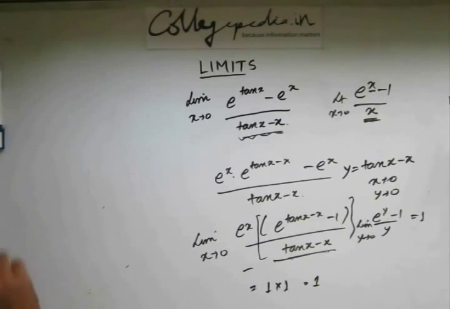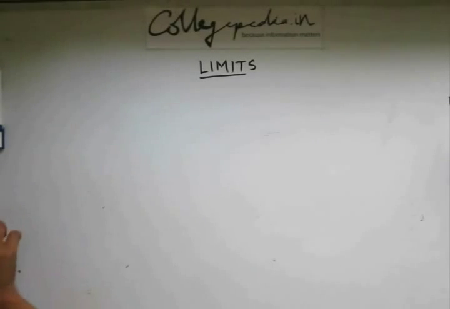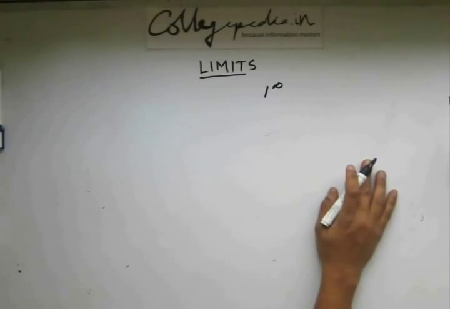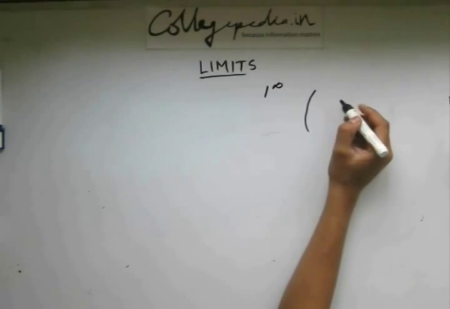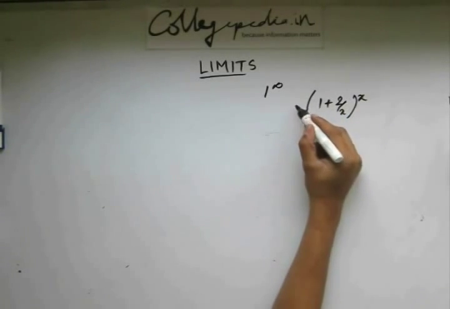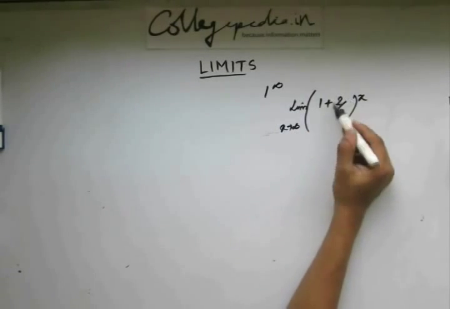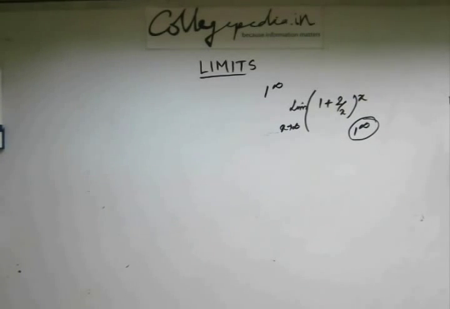Now in exponential limits, you'll get cases where the limit turns out to be of the form 1 to the power infinity. Let's say I have asked you to evaluate this limit: 1 plus 2 by x, to the power x, limit x approaches infinity. You see that if I put x as infinity, it comes out of the form 1 to the power infinity. Let's now understand how to evaluate limits of this form.